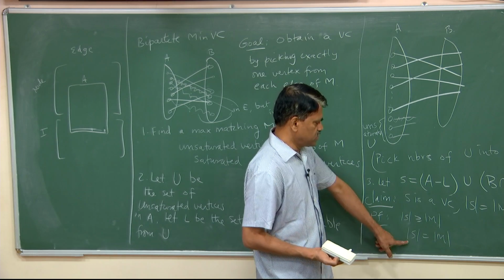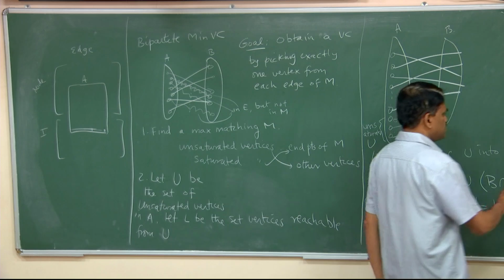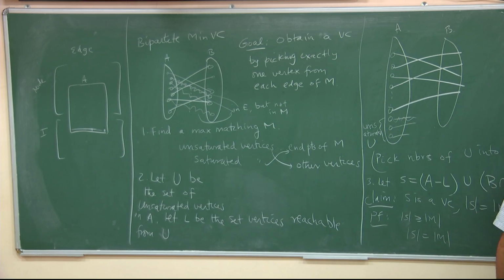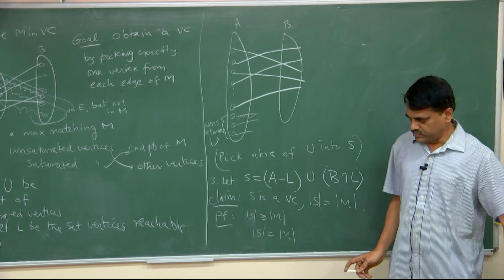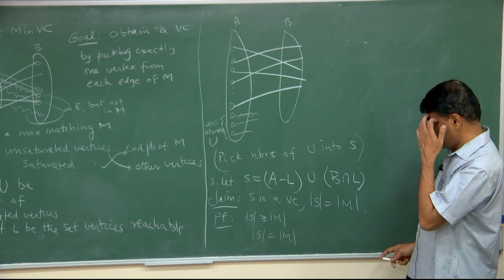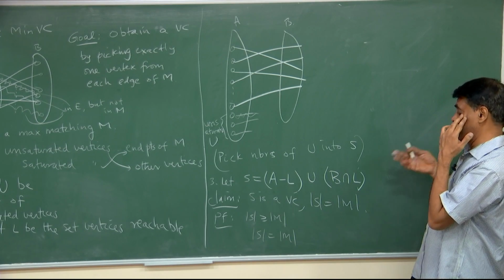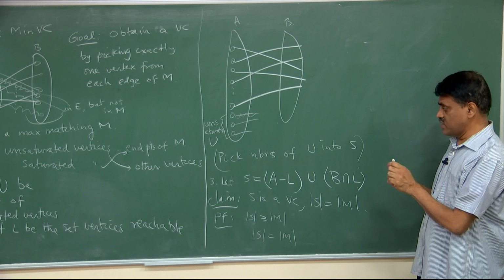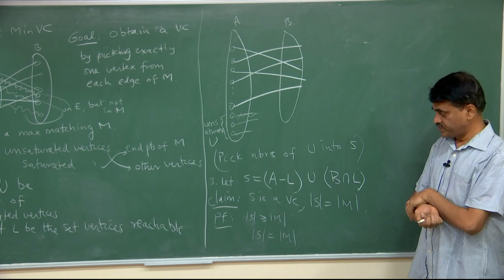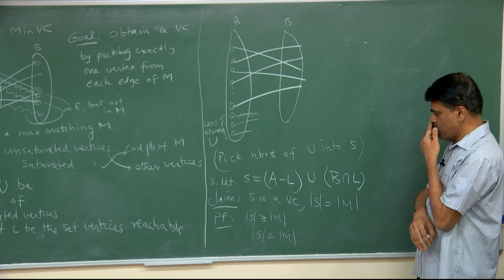So all that shows that this is true. Next, I want to show that S actually covers all the vertices, all the edges, right? Suppose not. For the sake of contradiction, S is not a vertex cover, then there is some edge which is not covered by S.